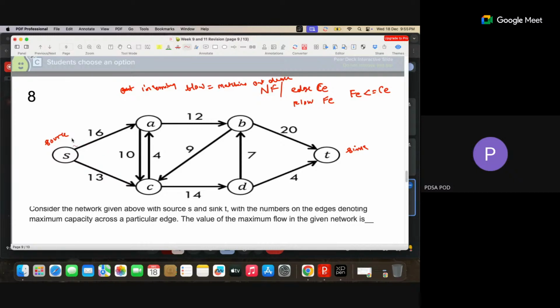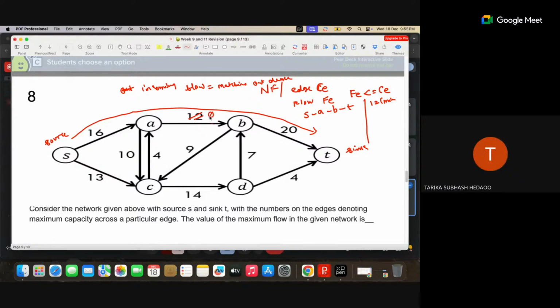For example, in this particular flow, what is the minimum value allowed? Here it's 12. Exactly. So we try to identify the minimum values. First, let us take S to A, A to B, B to T. What is the minimum flow allowed? 12 is the minimum flow. Once 12 is allowed, this will become 0. Clear?